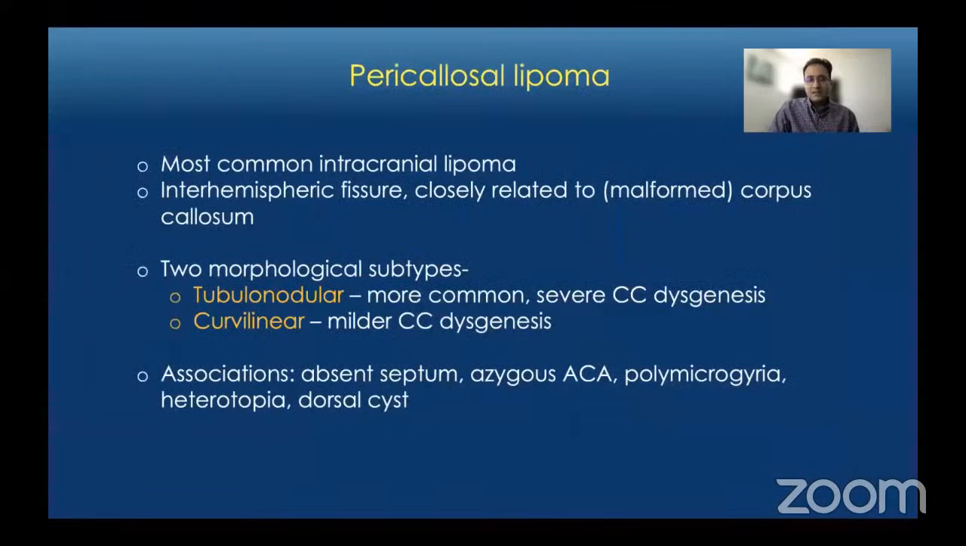Pericallosal lipoma is the most common location for an intracranial lipoma. It occurs in the interhemispheric fissure, and it is closely related to the corpus callosum, which is often malformed. There are two morphological subtypes of pericallosal lipoma. The tubulonodular type is the more common, like in our case, and it's often associated with severe corpus callosal dysgenesis. The other subtype is curvilinear, where you have a thin band of fat along the corpus callosum, and the corpus callosum may be either normal or only mildly dysgenetic. There can be other associations with this, including absent septum pellucidum, azygous ACA, polymicrogyria, heterotopias, or sometimes dorsal cysts.